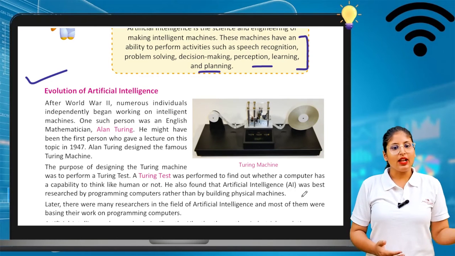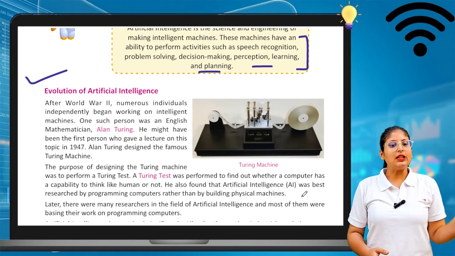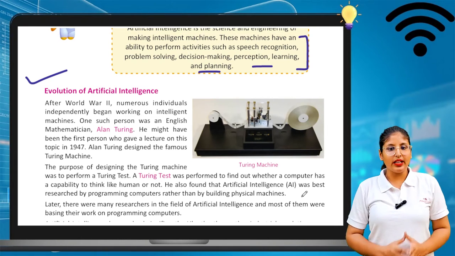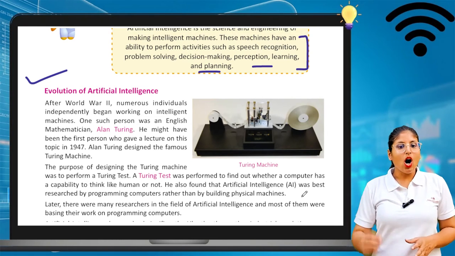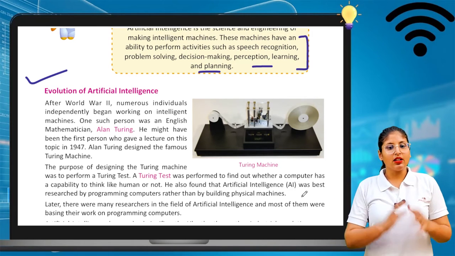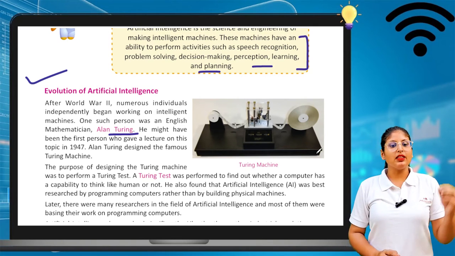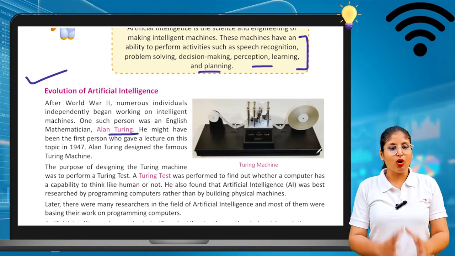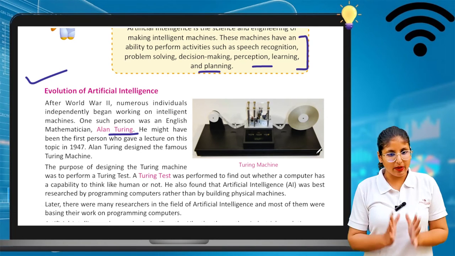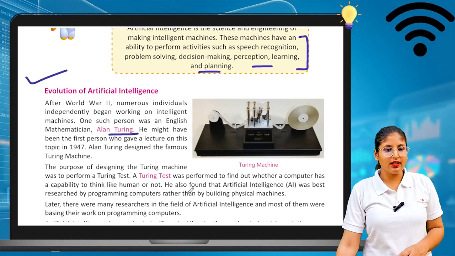After World War II, numerous individuals independently began working on intelligent machines. One such person was the English mathematician Alan Turing. He might have been the first person who gave a lecture on the topic, in 1947. Alan Turing designed the famous Turing machine.